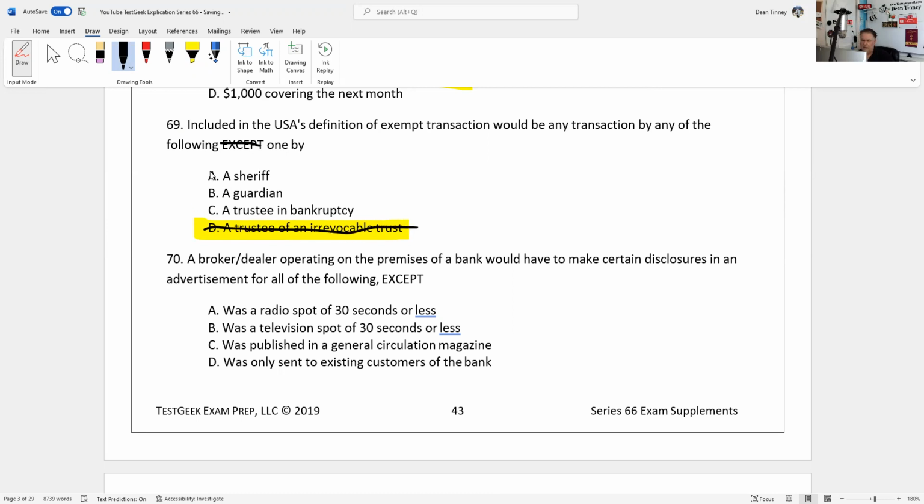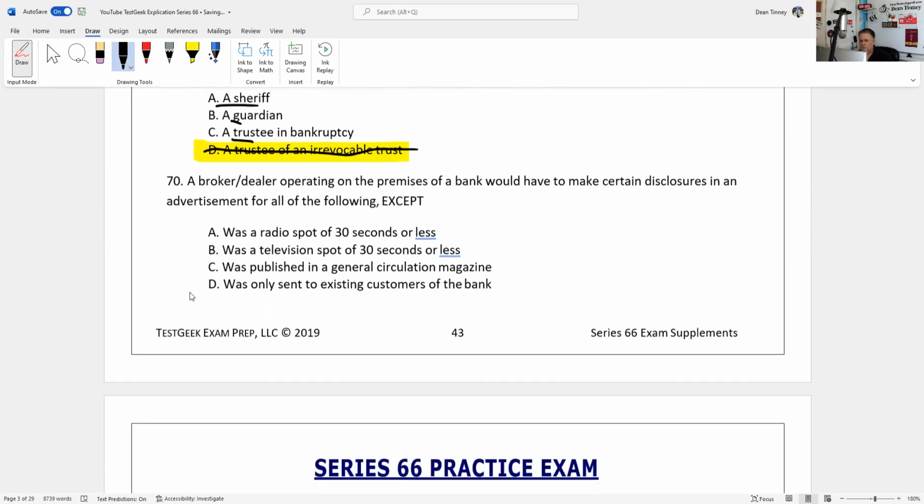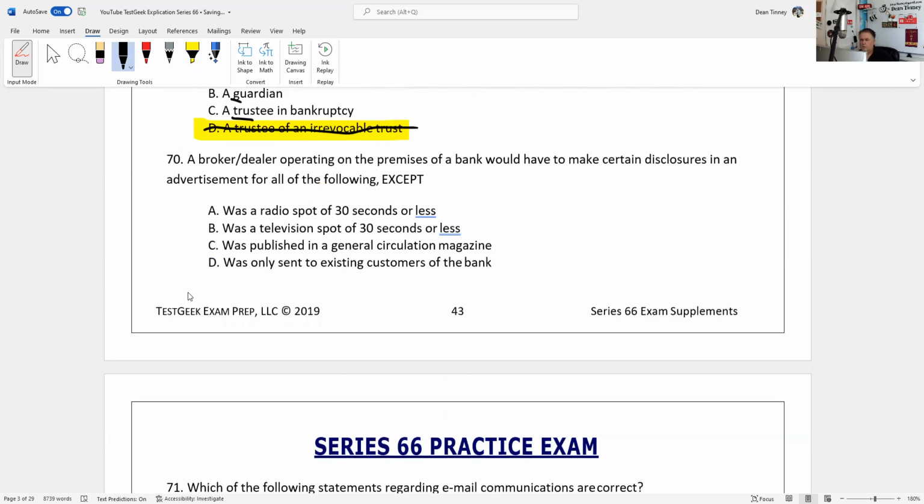And I would definitely know A and B and C are officers of the court. They're fiduciaries. They don't have to worry about running afoul of the Uniform Securities Act. Any transaction made by a sheriff, a guardian, or trustee is going to be an exempt transaction. That's a good one, by the way.